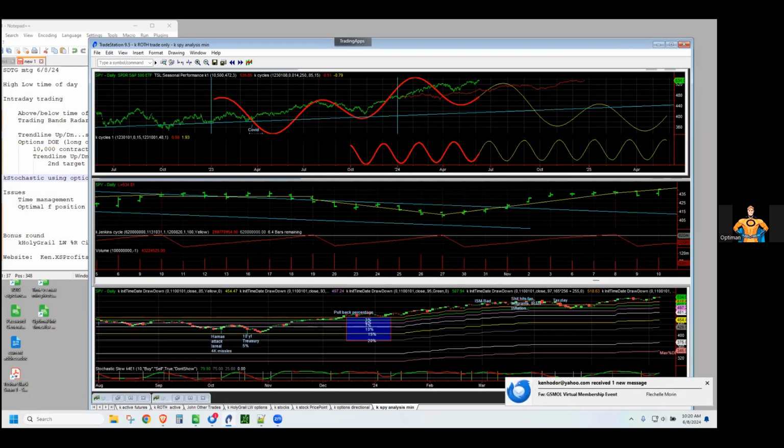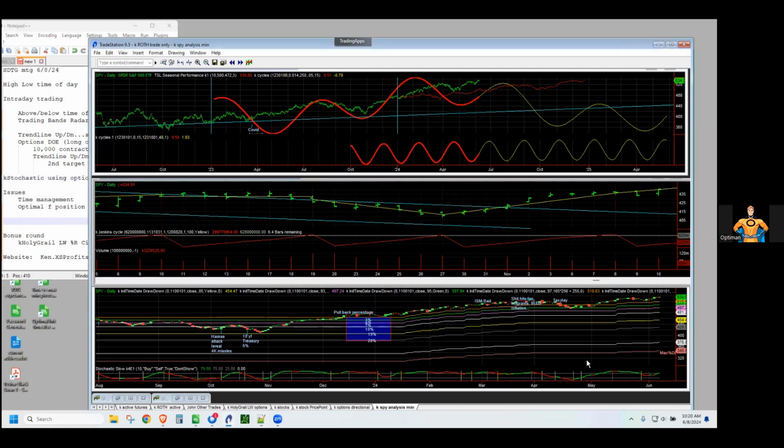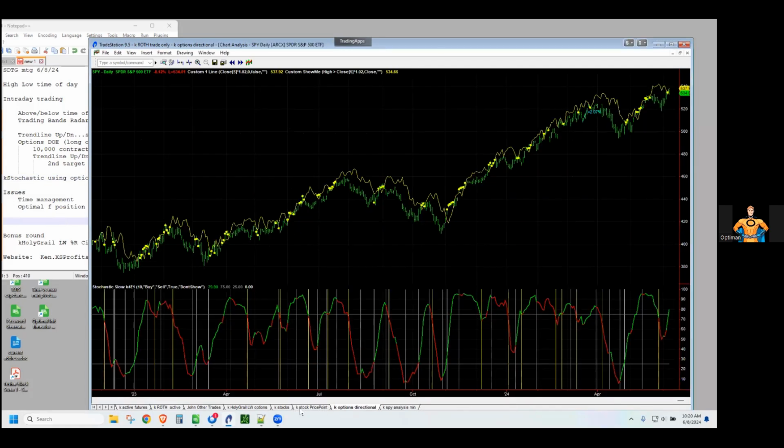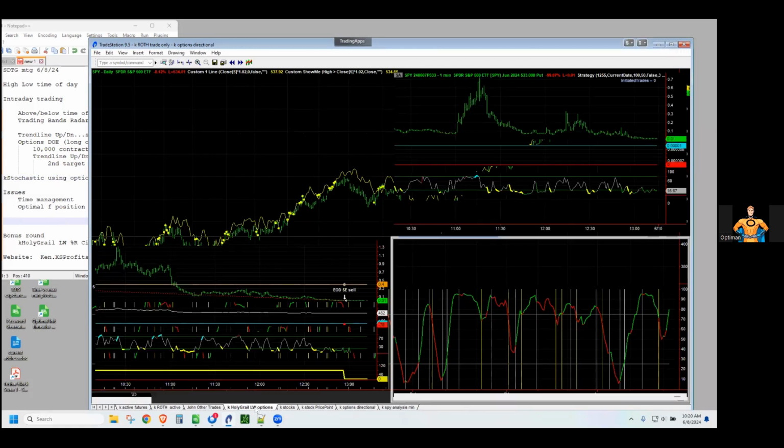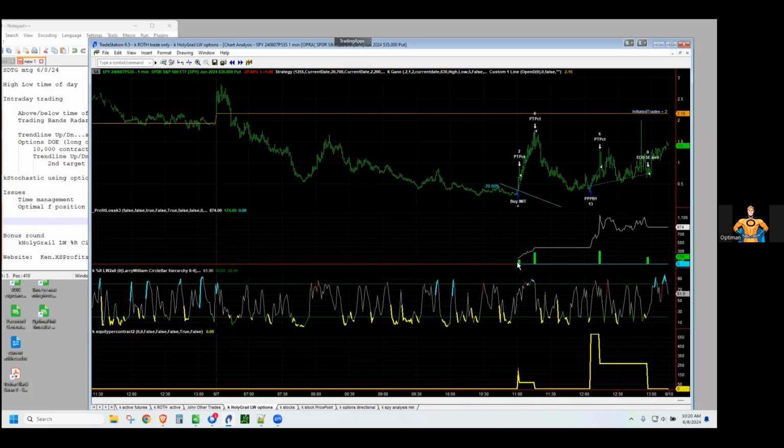So, all right, and let's see. So some of my issues are, if you look at these options and you're trading these through the day, you're not going to get 100%. It's not going to work 100% of the time. Sometimes it works, sometimes it doesn't. Sometimes it just goes back against you, right?